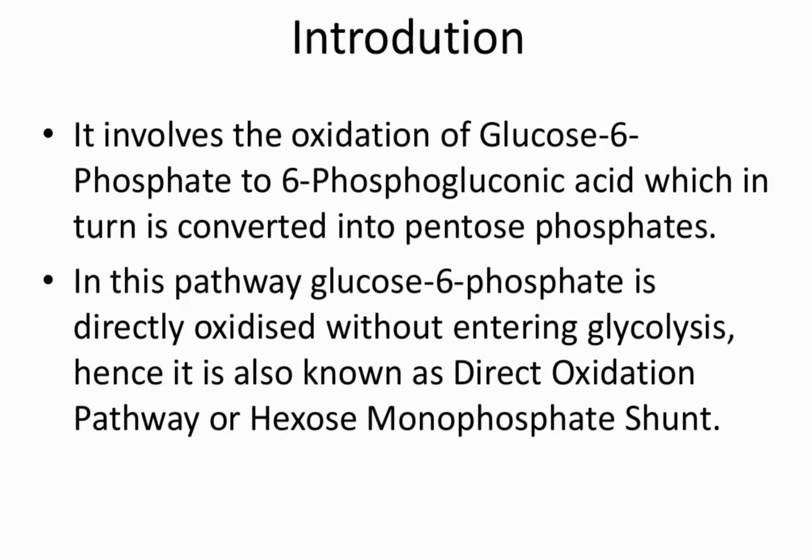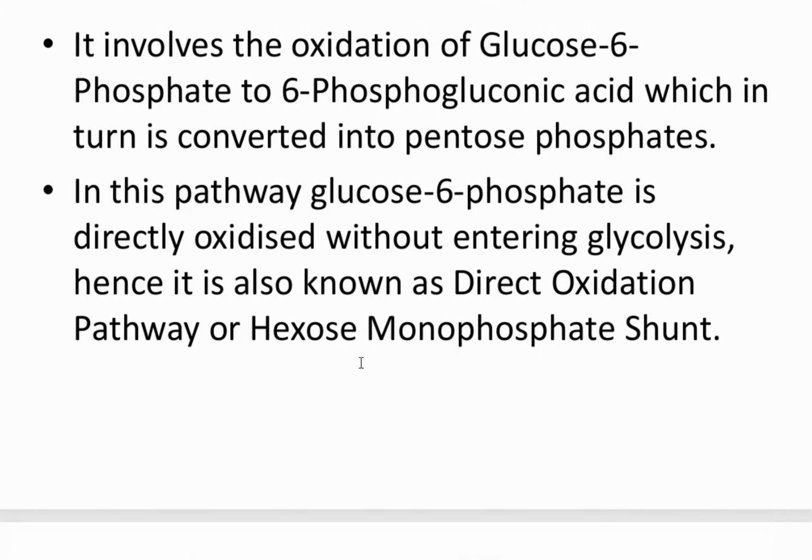Now let's understand the Pentose Phosphate Pathway. First of all, it involves oxidation of the glucose 6-phosphate molecule to form 6-phosphogluconic acid, which is in turn converted into pentose phosphates. It is also called the Hexose Monophosphate Shunt pathway. Why? Because in this pathway, glucose 6-phosphate is directly oxidized without entering glycolysis. Hence, it is also known as the HMP pathway or the direct oxidation pathway.